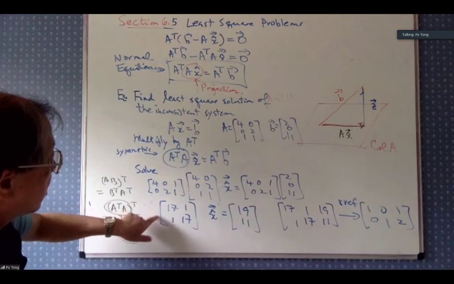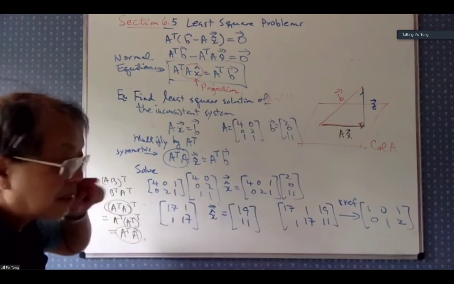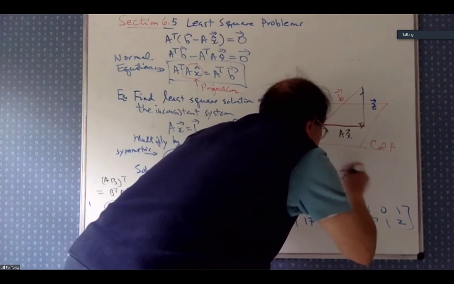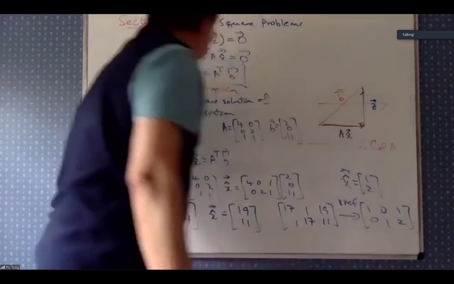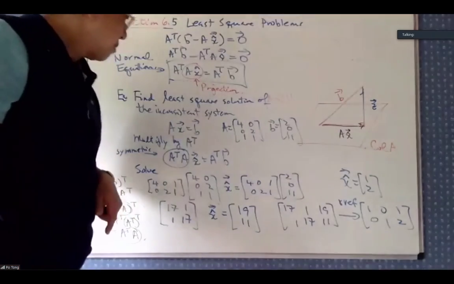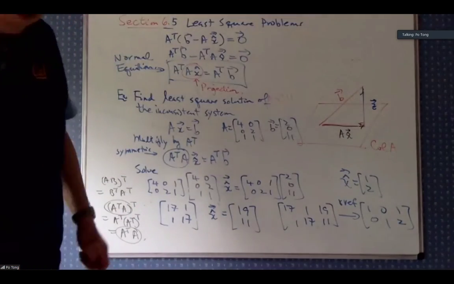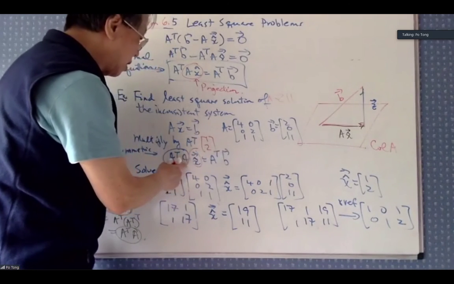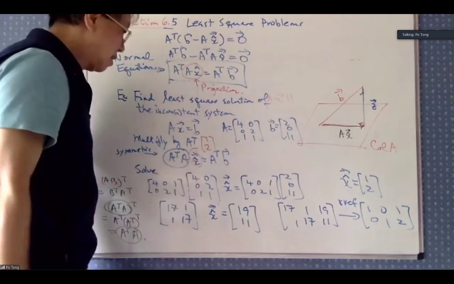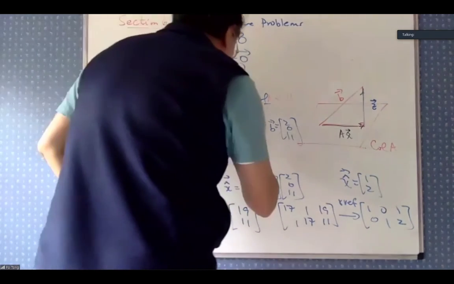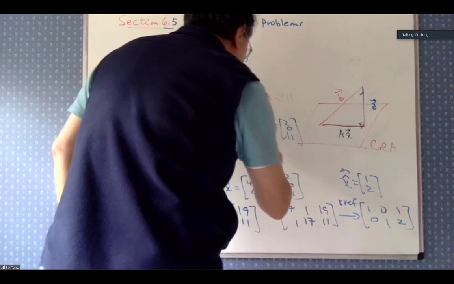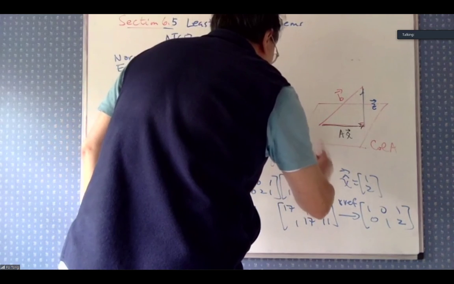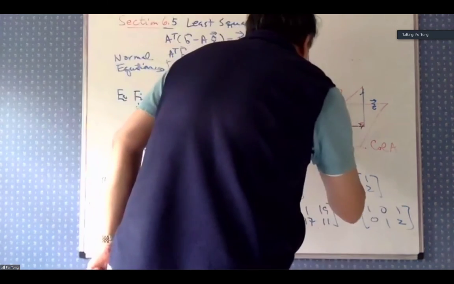Or you can also use the AD minus BC formula and all this stuff too. It doesn't matter. But the idea is that you will get your X hat. This answer turns out to be 1, 2. If you want the projection, it will be A times X hat. So A times X hat, which is this matrix times 1, 2, is going to give you 4, 4, 3.